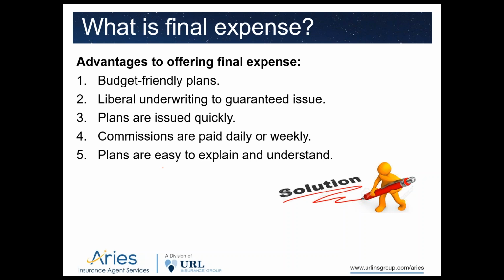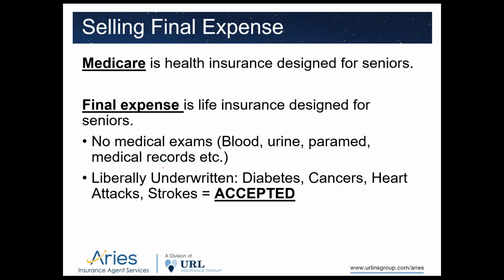It's easy to understand. You're targeting the senior market with final expense life insurance. And just like Medicare is health insurance designed with seniors in mind for the most part, final expense is life insurance designed for seniors. So you're going to have clients that have pre-existing medical conditions like diabetes. They may have had certain forms of cancer, heart attacks, strokes. Depending on when these events occurred, the client can get accepted into one of these plans.